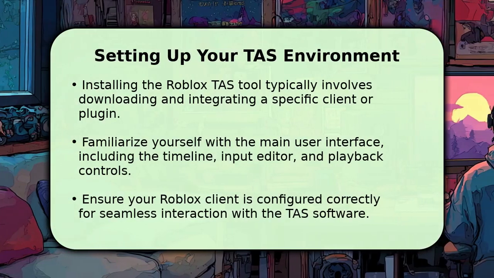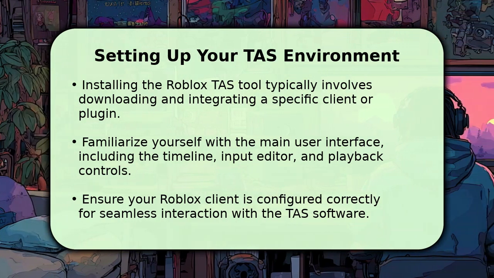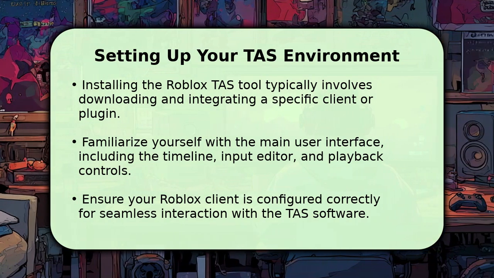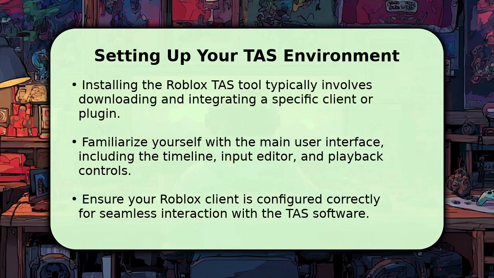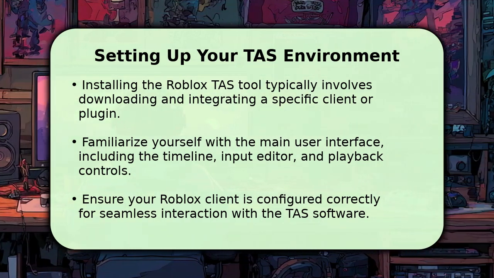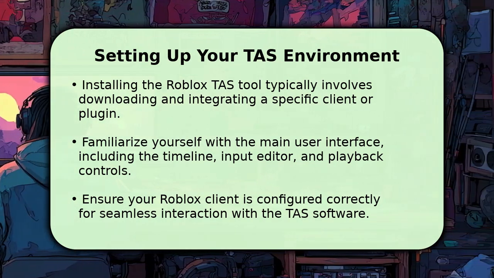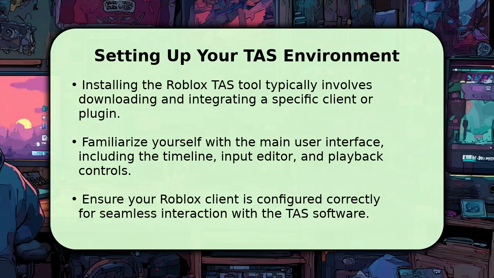Setting up your environment is the first critical step. Begin by carefully installing the necessary Roblox TAS client, following all given instructions for proper integration. Once installed, take some time to explore the user interface. Notice the timeline, input editor, and the various playback options. Properly configuring your Roblox client ensures smooth communication between the game and your TAS tool.